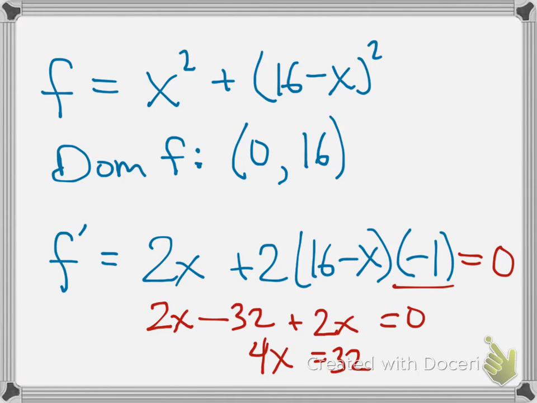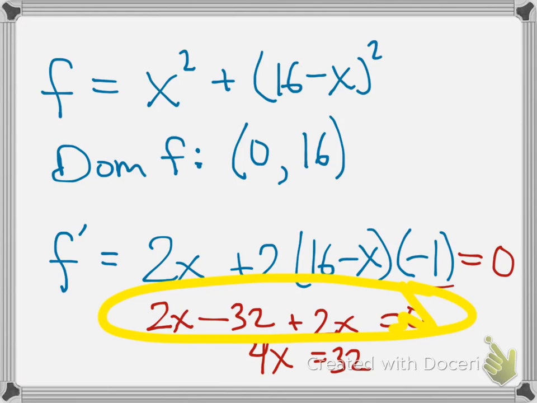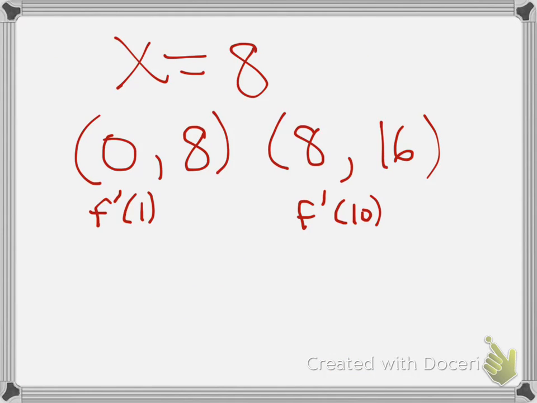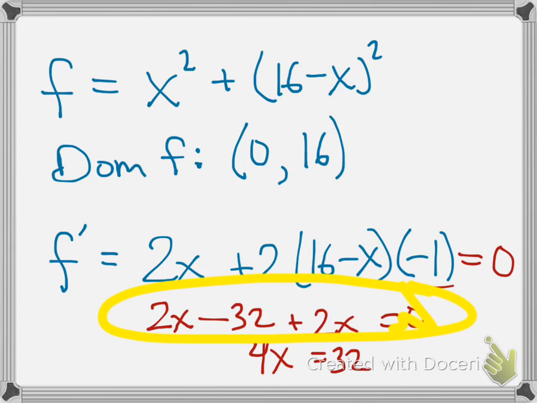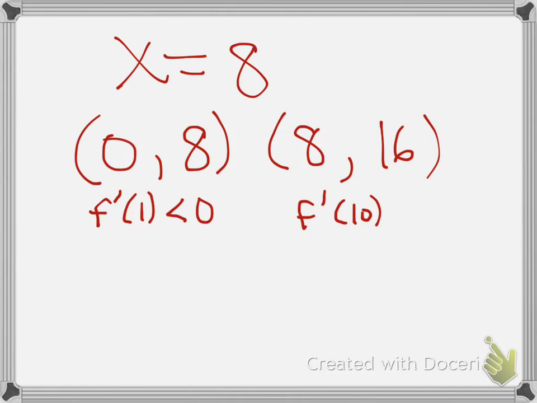Going back over here, if I plug in 1, I get, well, let's use this line here. I don't need to worry about the equals 0 part. I'm just looking at the left side. And if I plug in 1, I'm going to get 4 minus 32, which is a negative number. So going back to this screen over here, I get something less than 0. Don't assume the other interval has a positive value. You'll want to check. If I plug in 10, I'm going to get 20 plus 20, which is 40, minus 32, which is a positive number.